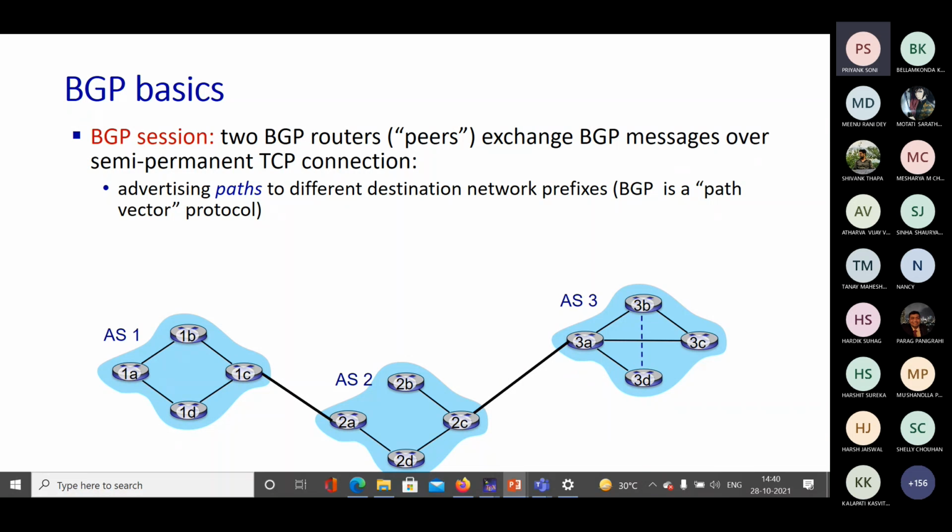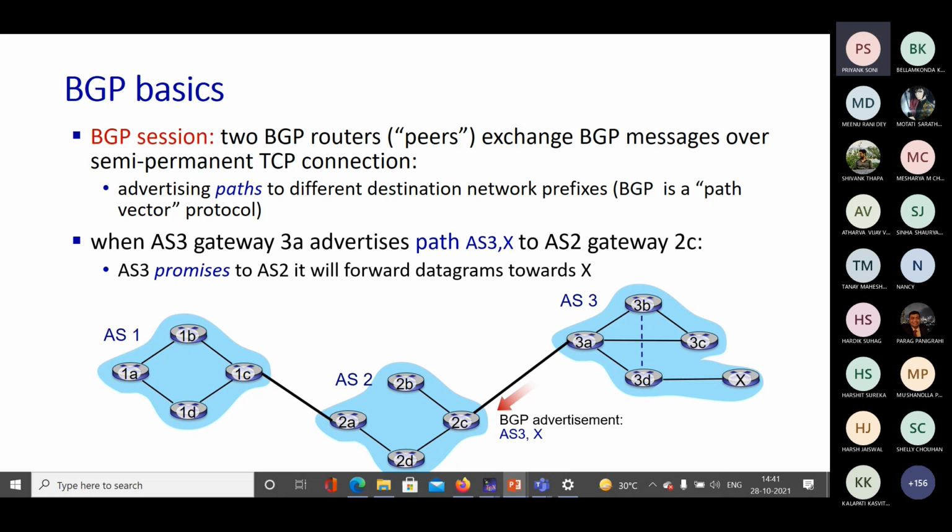Now let's get to how the BGP session works. When two BGP routers try to exchange BGP messages over a TCP connection, what are they exchanging? Firstly, they are advertising the paths to different destination network prefixes. So here it is. X is a particular destination that's there.